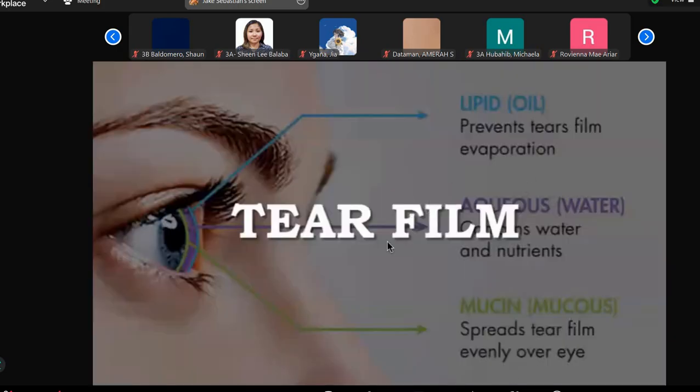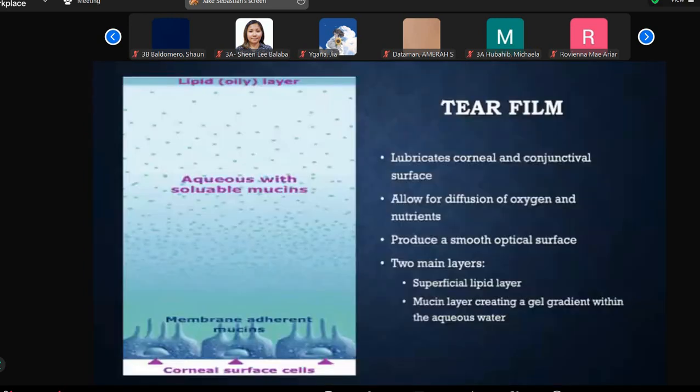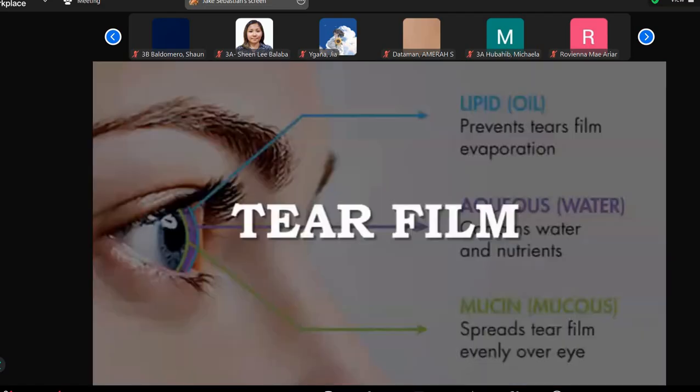So tear film, very quickly, we discussed this. Lipid, oil, anteriormost. It prevents the evaporation of the water component. Aqueous is the one produced by the... Aqueous, who produces aqueous? Ciliary. This aqueous is not aqueous humor. It's part of the tear film.